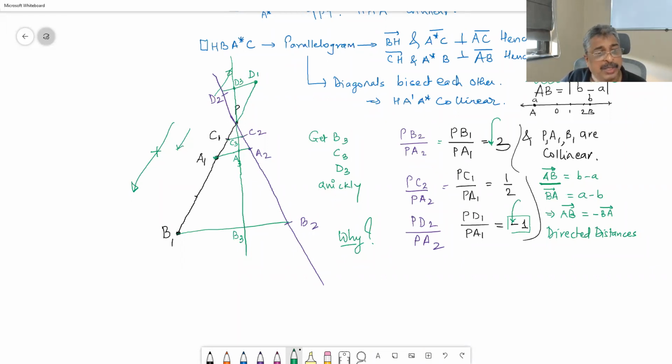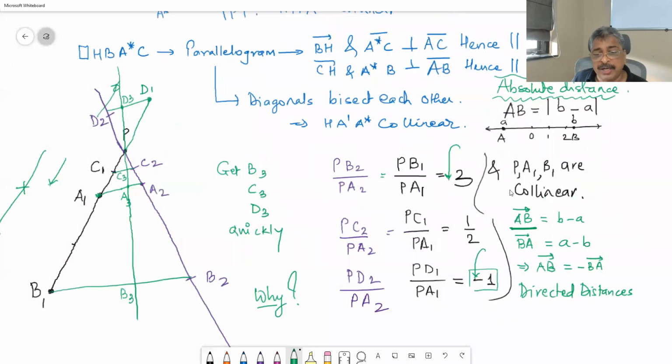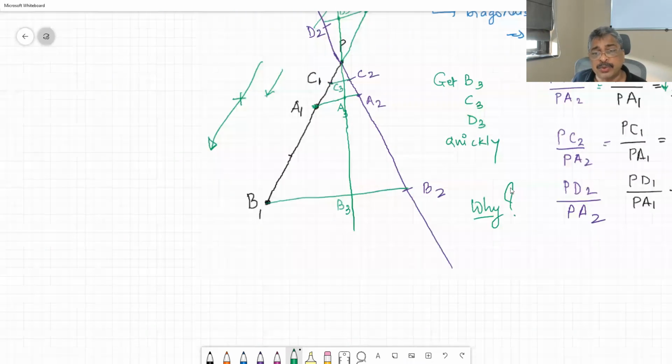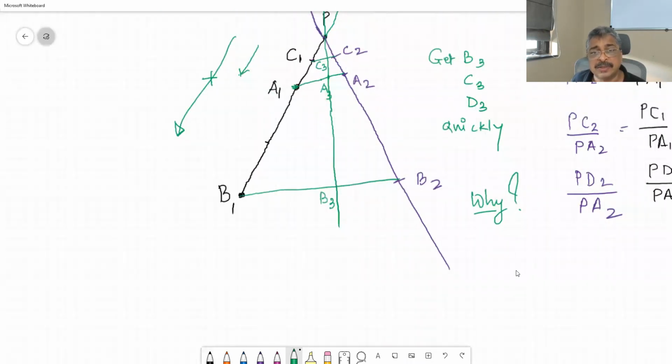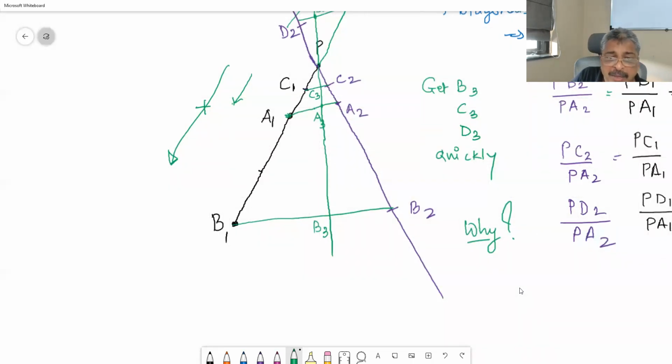Sorry, put A1, you will get B1. Put A2, you will get B2. Therefore, if I put any point on segment A1, A2 in that function, I should get a corresponding image. Suppose this is point A10. If I want the corresponding image of A10, simple, draw a straight line, you get B10. Alright, do you agree with this?